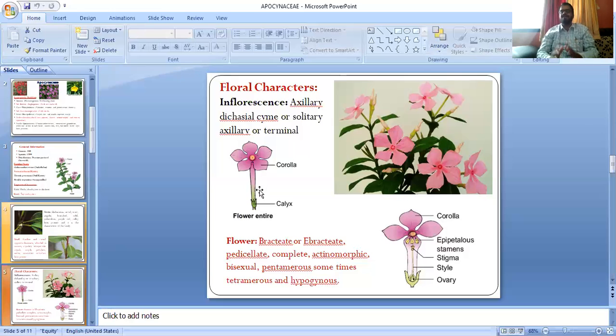Sometimes tetramerous. Generally flowers are pentamerous, but in some cases flowers are tetramerous. Tetramerous means the number of petals, sepals and stamens are 4. That is nothing but tetramerous flower. Means generally flowers are pentamerous in Apocynaceae. Sometimes they are tetramerous in nature. And flower is hypogynous. What is hypogynous flower?